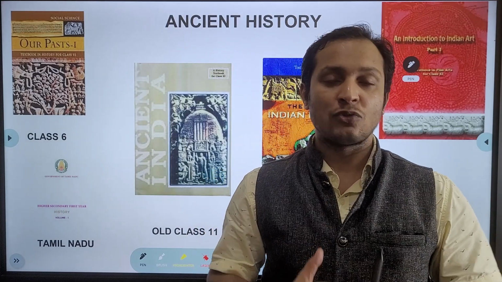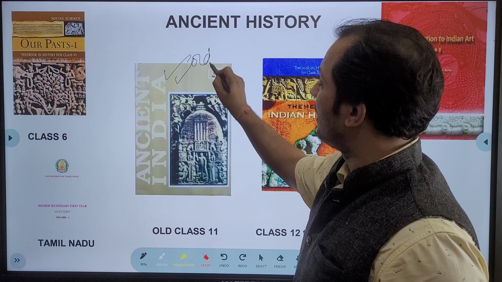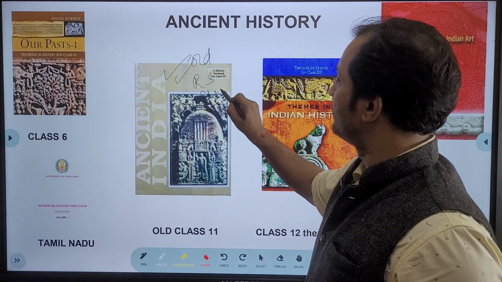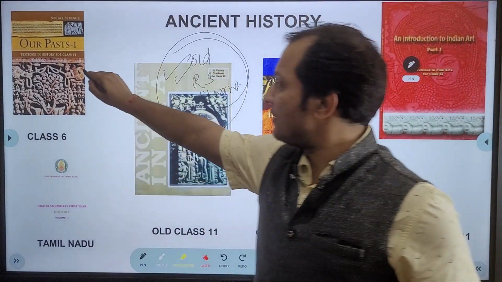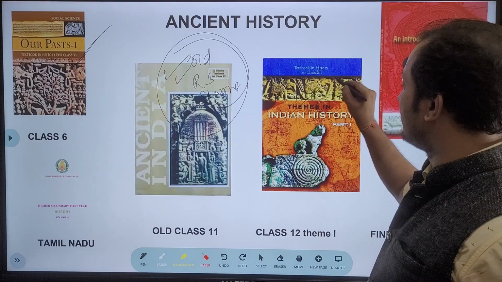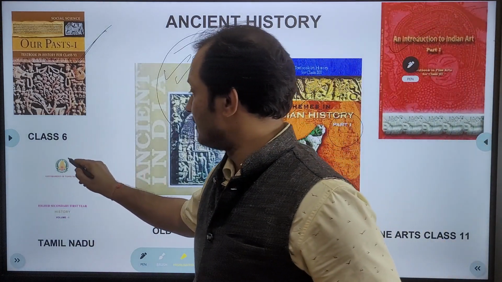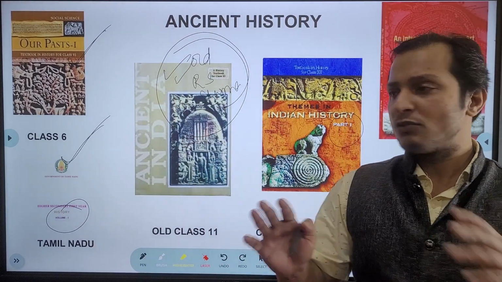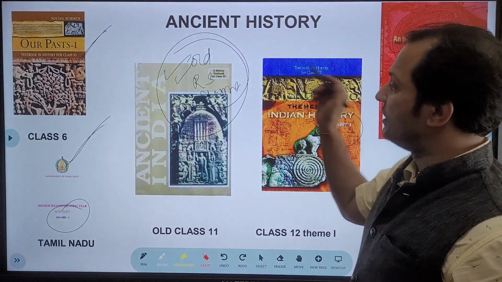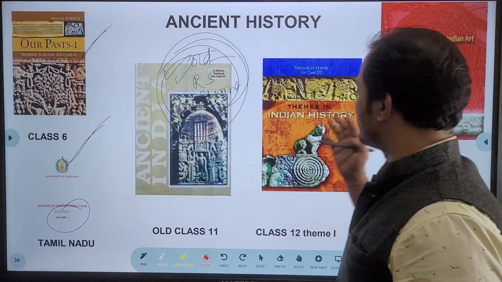How to read it? What I would like to suggest is that you can have this book, the old NCERT, which is R.S. Sharma, as the base book, and whatever you read in other books like the new NCERTs, Our Pasts 1, then Themes in Indian History Part 1, then Introduction to Art Part 1, and this Tamil Nadu History Class 11th book Volume 1, whatever you read from all these books, you need to write it in this book, so that next time you don't have to read all these books again.